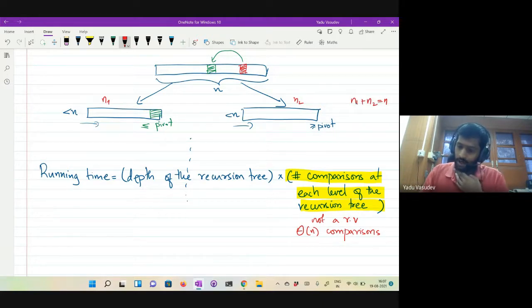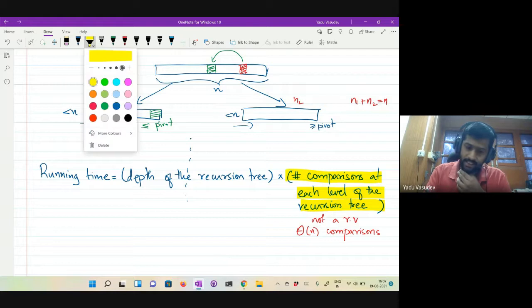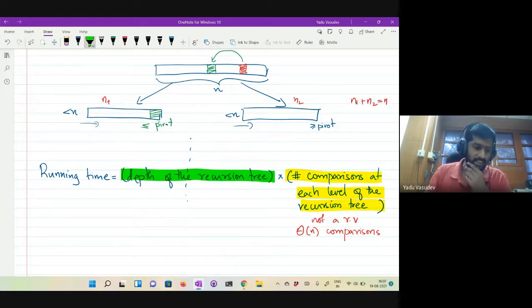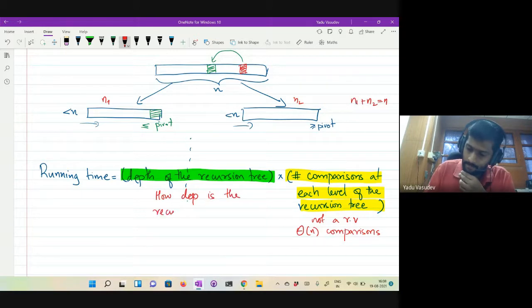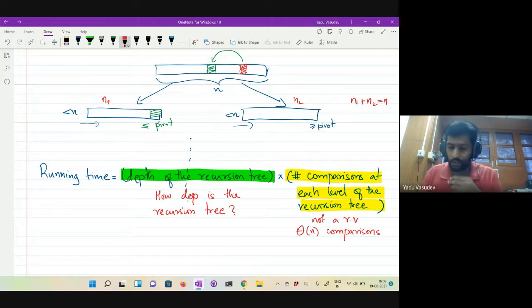So now the question is, what can you say? The depth of this recursion tree is what you're going to analyze now, right? How deep is this recursion tree? And to do that, what we're going to see is the expected depth.